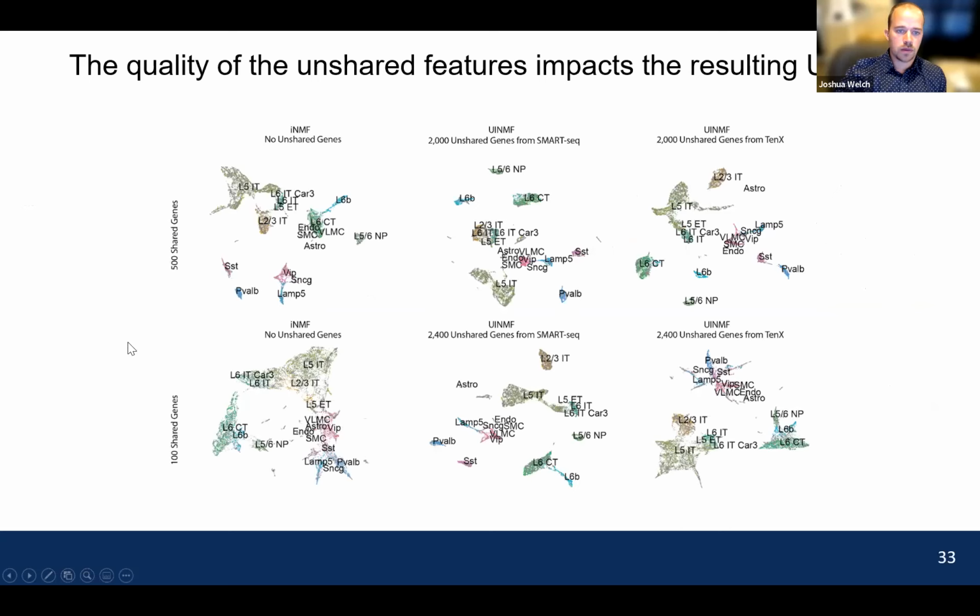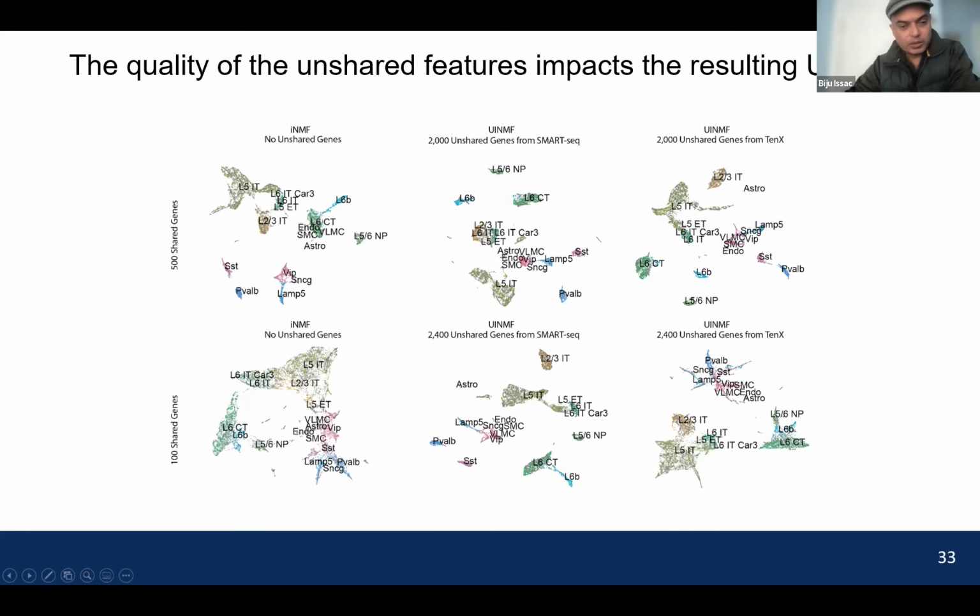And these are some UMAP plots showing the differences among 500 shared genes versus 100 shared genes, whether you're using no unshared genes or genes from SMART-seq or 10x. I see someone has their hand up. Do you have a question?